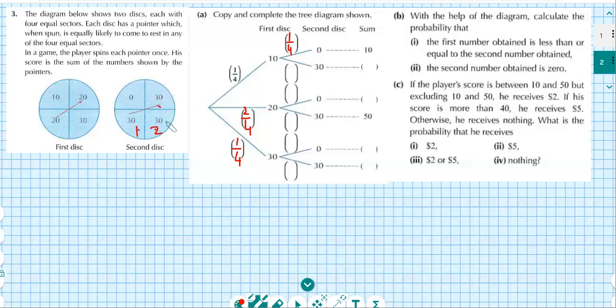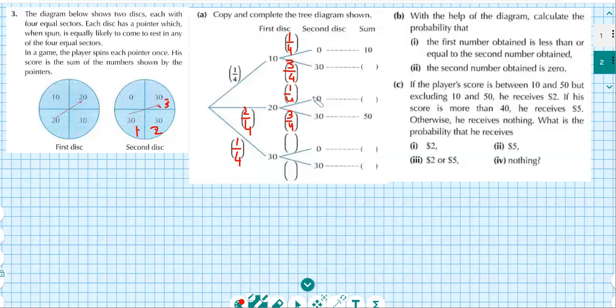This one is 1, 2, and 3. So there are 3 sectors. So the probability will be 3 over the total number of sectors, 1, 2, 3, 4, which is 4. Similarly, we will repeat these two probabilities here as well: 1/4, 3/4.